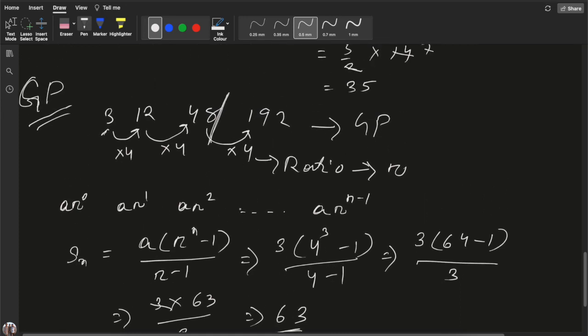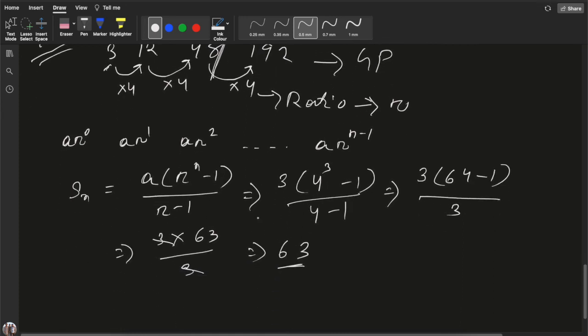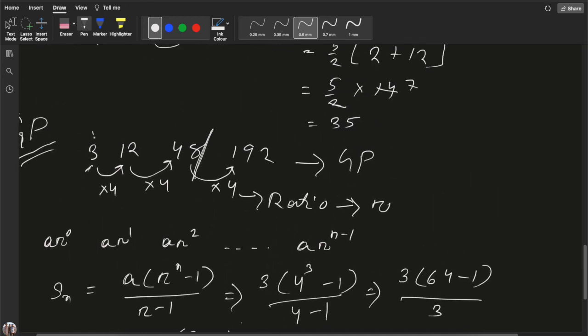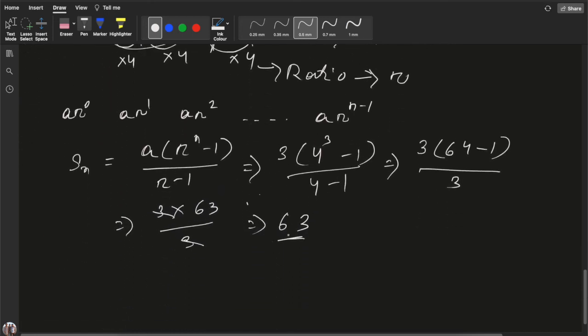Now just check whether it is correct or not. To check that, we sum 3 plus 12 plus 48. So it is becoming 63, right? So it is similar to this. So this is our another formula to find the sum of the nth term of a geometric progression.